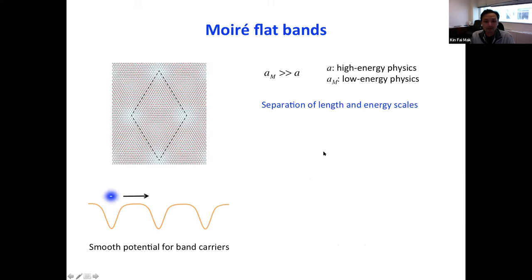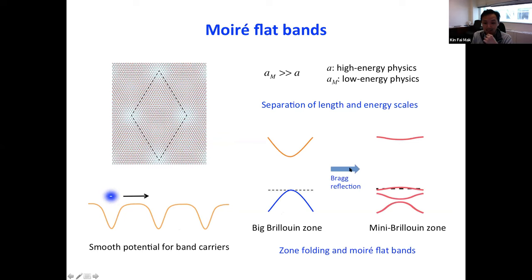Okay, so with this note, because of the emergence of the moiré length scale, there is a good approximation in separating the high energy physics and the low energy physics, which is purely determined by the moiré period. In some sense, you can forget about the original lattice structure and just treat the electrons with a certain band mass moving in a smooth periodic potential defined by the moiré lattice. And then what this gives is actually some extra Bragg reflection at the mini moiré Brillouin zone, that you would just zone fold the big Brillouin zone to the small Brillouin zone. And then a series of moiré flat bands would just emerge.